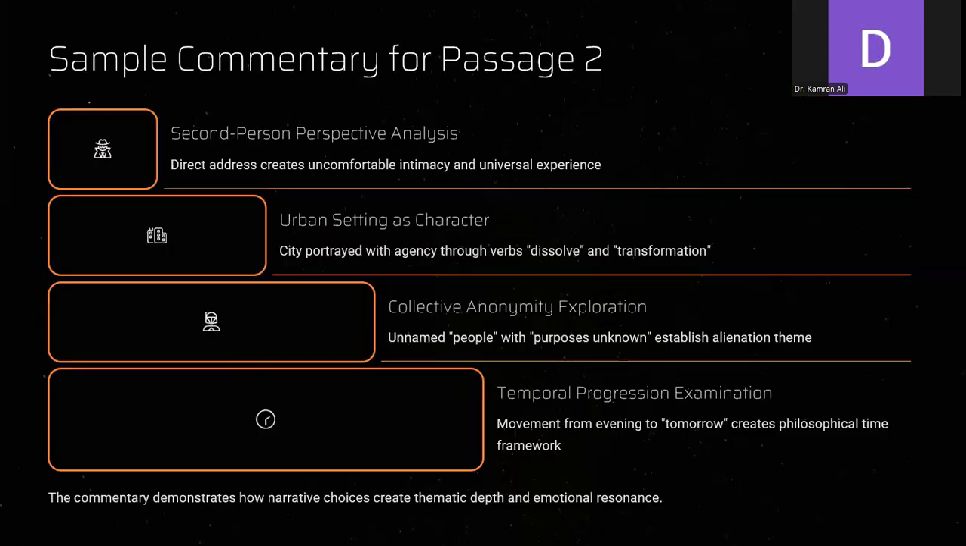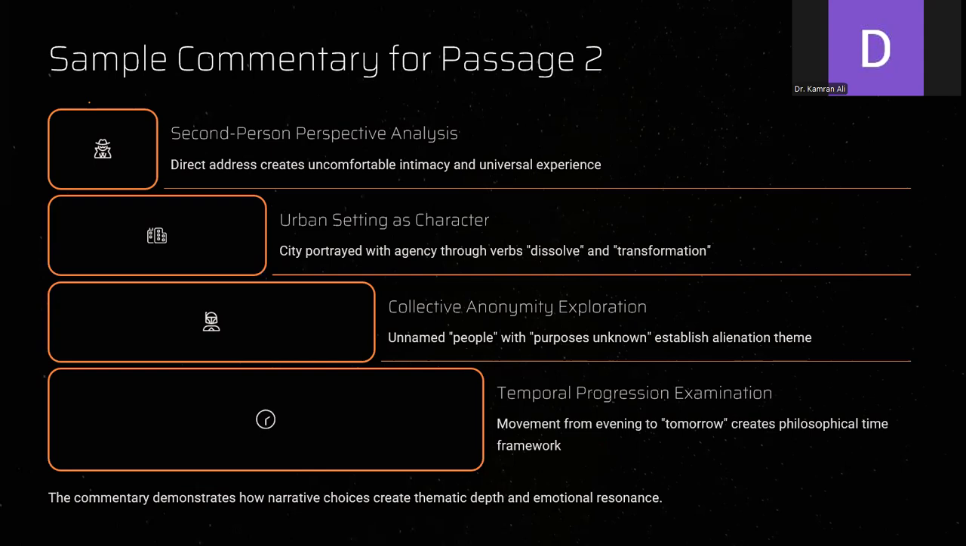Let's go ahead now. Second person perspective analysis, direct address creates uncomfortable intimacy and universal experience. Urban setting as character, city portrayed with agency through verbs, dissolve, and transformation. Always remember that you have to refer to the text. Always include examples, include words, lexis from the text and comment on them, right? Collective anonymity exploration, unnamed people with purposes unknown, establish alienation and theme.